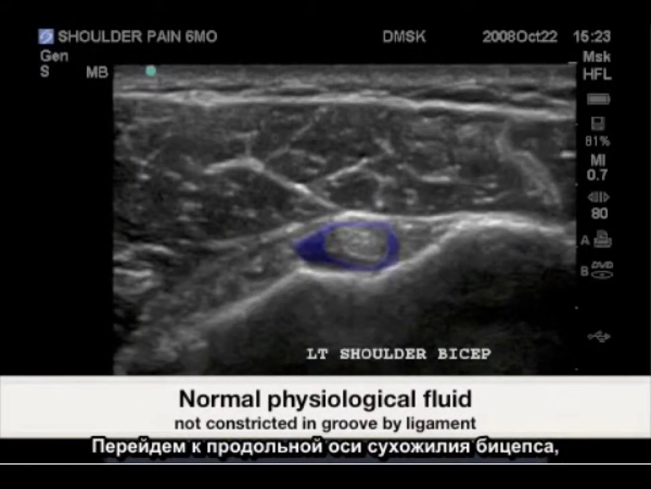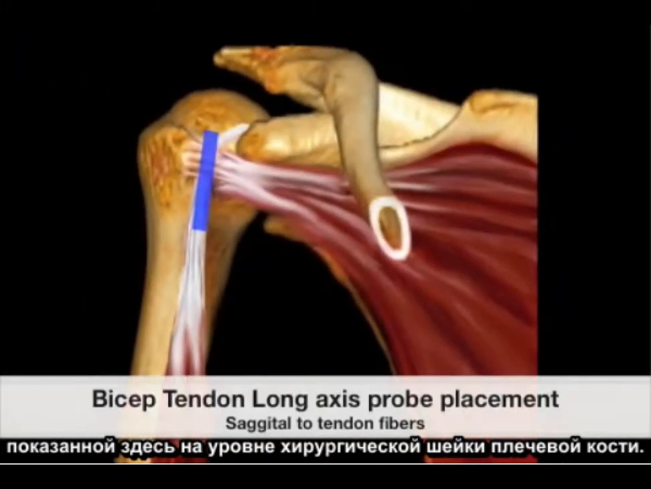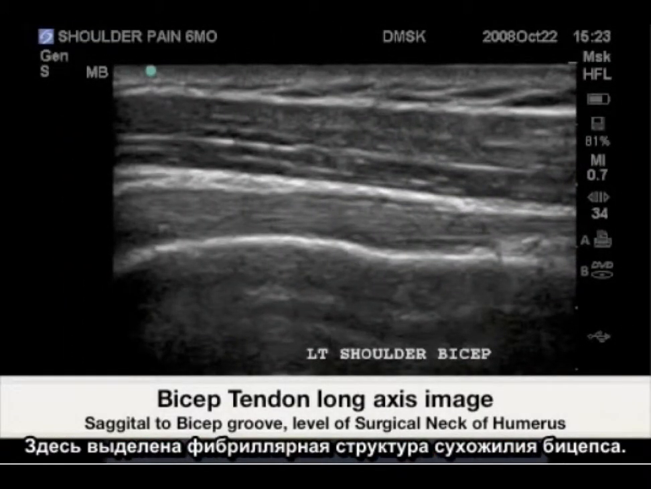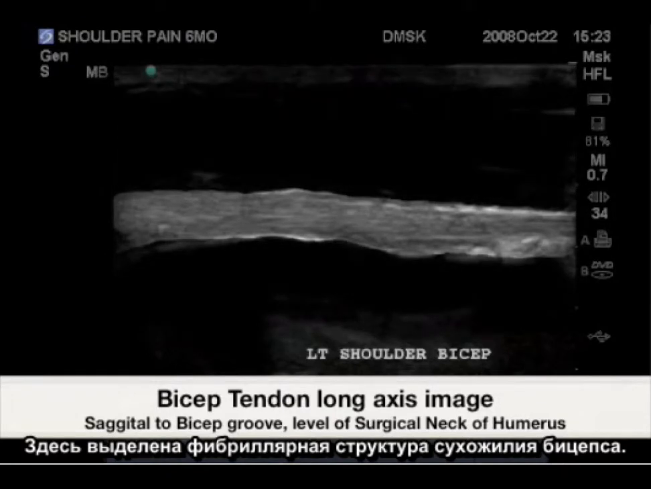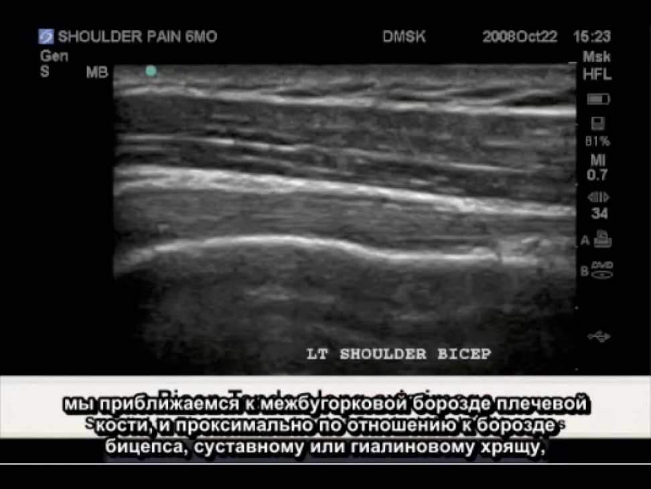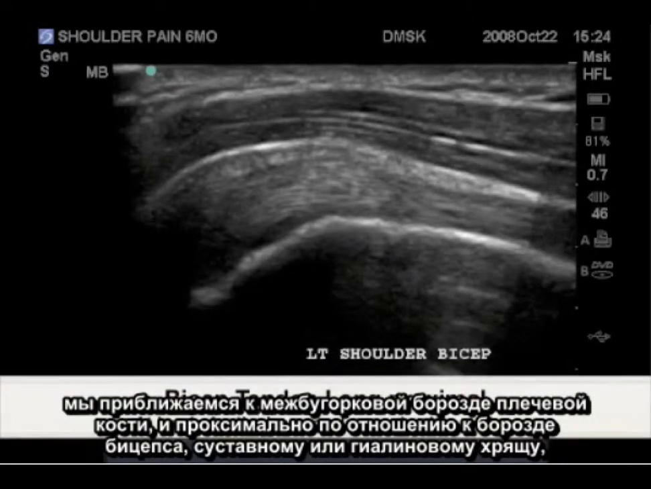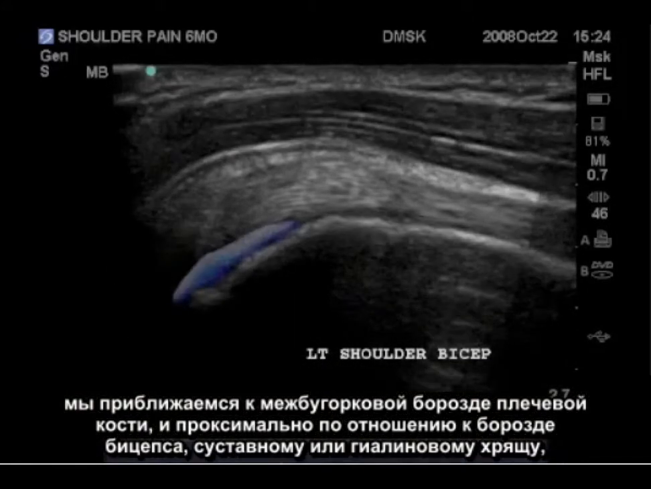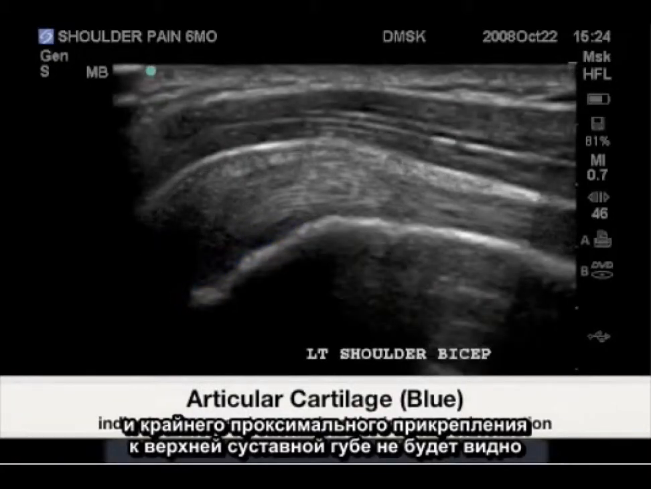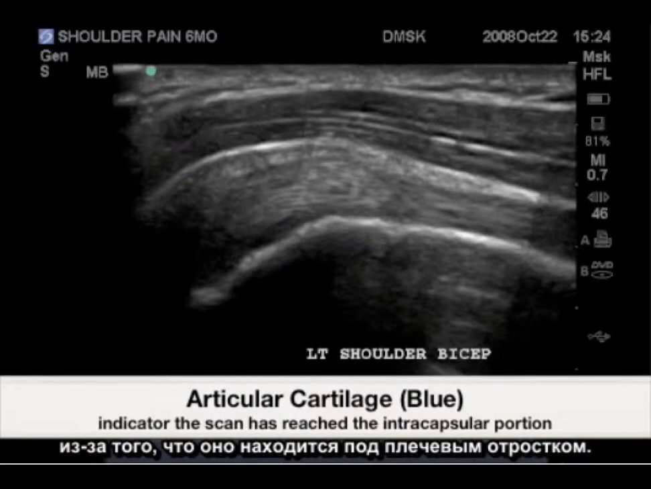We now turn to the long axis of the bicep tendon, shown here at the level of the surgical neck of the humerus. Highlighted is the bicep tendon fibrillar pattern. When the probe is placed higher than the surgical neck, we approach the bicipital groove, and proximal to the biceps groove, the articular hyaline cartilage and the very proximal insertion to the superior labrum will not be seen due to its relationship beneath the acromion process.